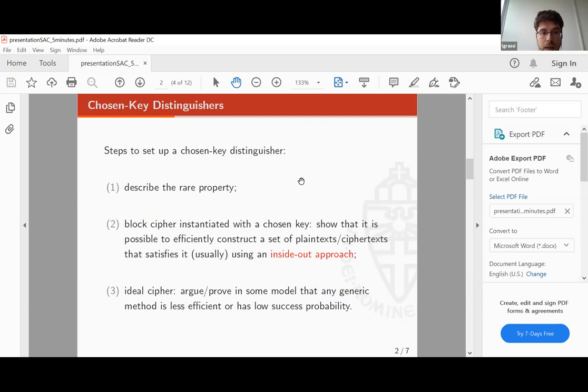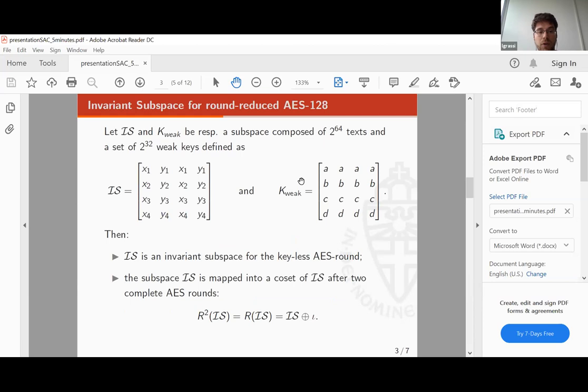In order to do this, I recall some results that we proposed in the paper. First of all, I introduce the concept of invariant subspace and of weak keys for AES-128. The invariant subspace is defined in this way. It's the set of 2^64 texts where the first and the third columns are equal and where the second and the fourth columns are equal. This subspace is invariant for the key-less AES round, and is mapped into a coset of the same subspace if the key is a weak key. A key is a weak key if it belongs to the set where all the columns are equal.